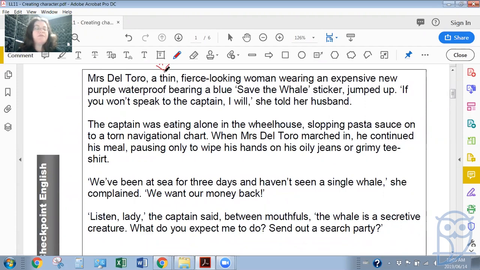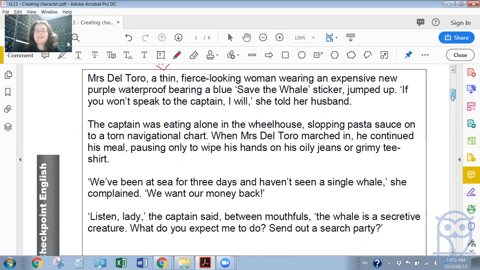Mrs. Del Toro, a thin, fierce-looking woman, wearing an expensive new purple waterproof, bearing a blue Save the Whale sticker, jumped up. If you won't speak to the captain, I will, she told her husband. The captain was eating alone in the wheelhouse, slopping pasta sauce onto a torn navigational chart. When Mrs. Del Toro marched in, he continued his meal, pausing only to wipe his hands on his oily jeans or grimy t-shirt. We've been at sea for 3 days and haven't seen a single whale, she complained. We want our money back. Listen, lady, the captain said, between mouthfuls. The whale is a secretive creature. What do you expect me to do? Send out a search party?